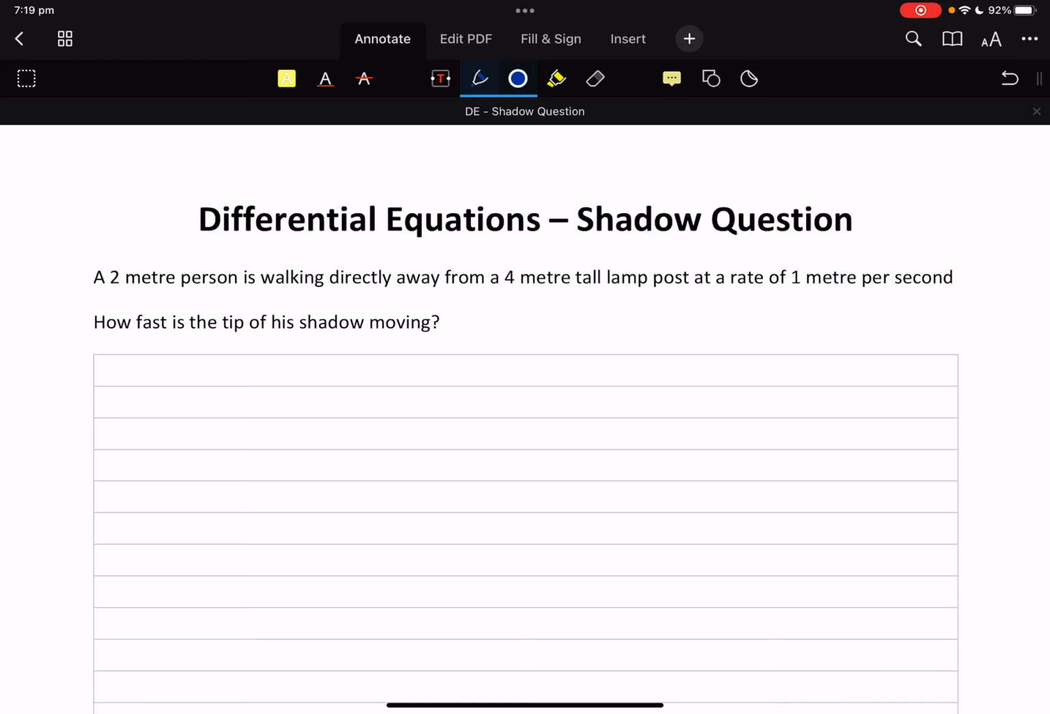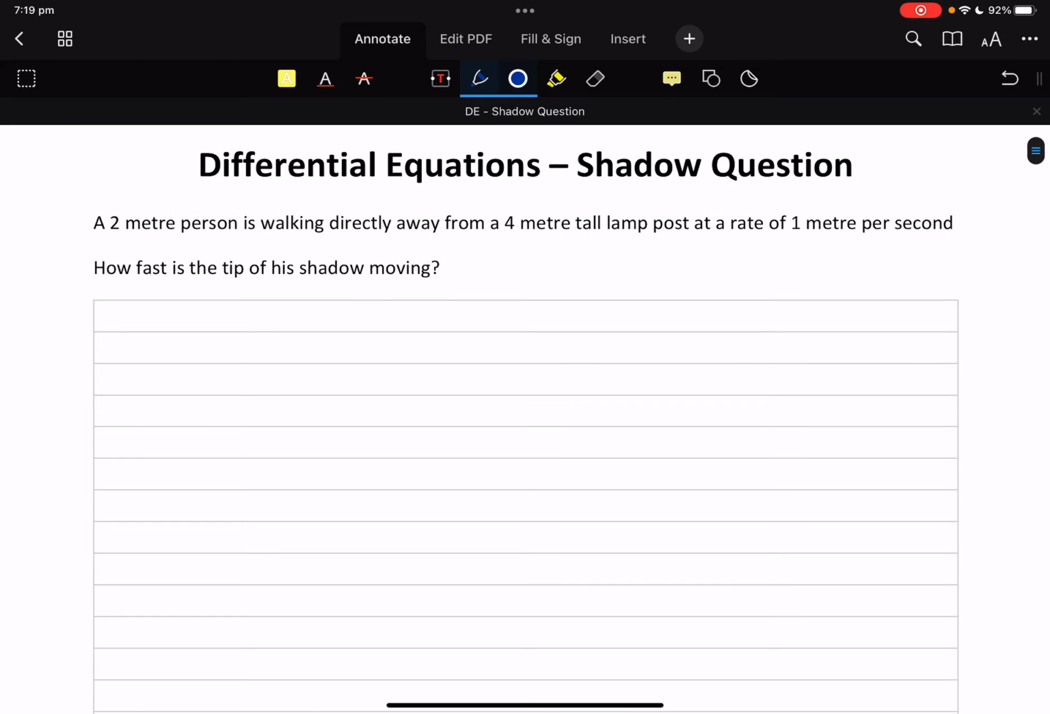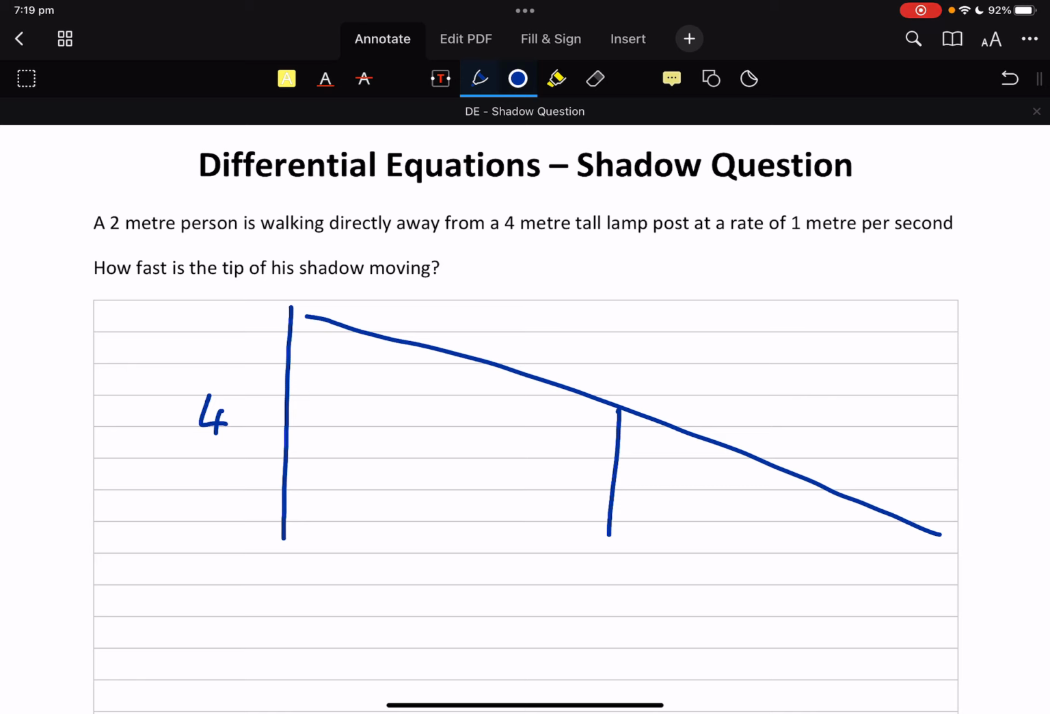So the shadow question is a bit of a classic. A 2 metre person is walking away from a 4 metre tall lamp post. So let's go, there's your lamp post, and your lamp post is shining a light downwards, and it's just going over the top of your 2 metre person. So that's your person there.